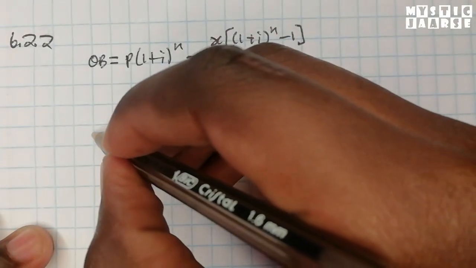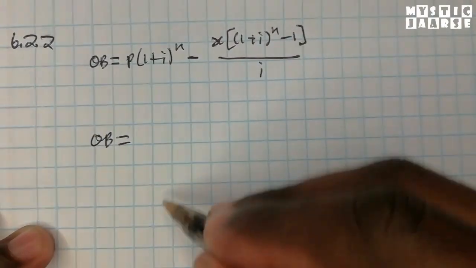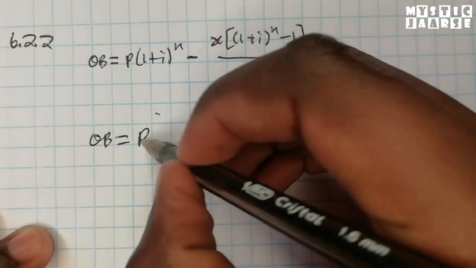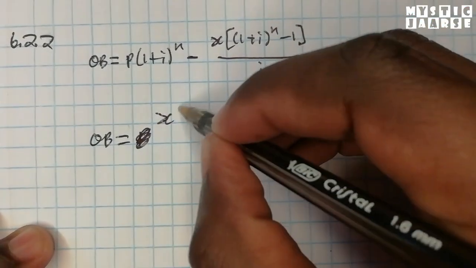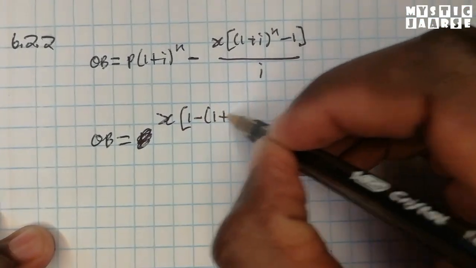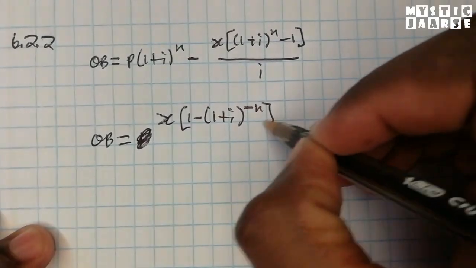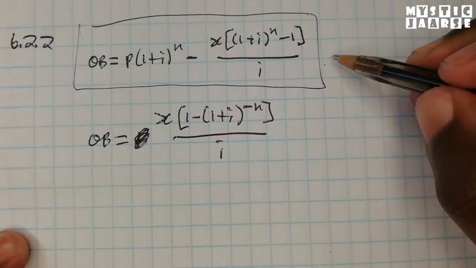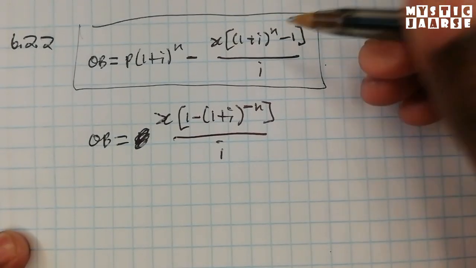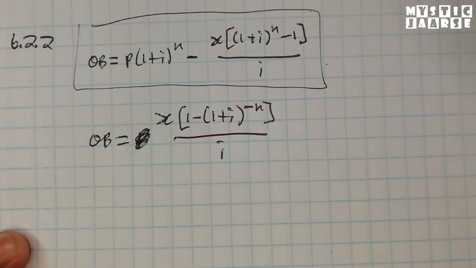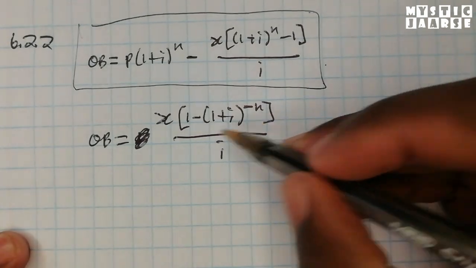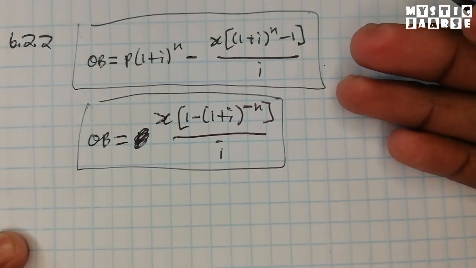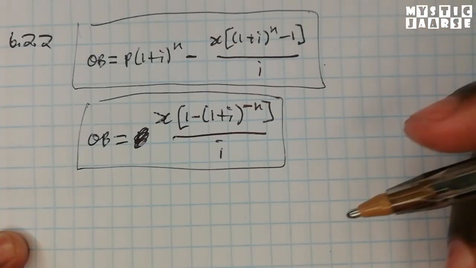And then there's another one: outstanding balance is equal to the present value annuity formula, x into 1 minus 1 plus i to the power of negative n, divided by i. So this formula is straightforward, right? In the previous formula, n represents the number of payments that Mr. Williams has already made towards the loan. But for this one, n represents the number of payments that Mr. Williams is still yet to make towards the loan.